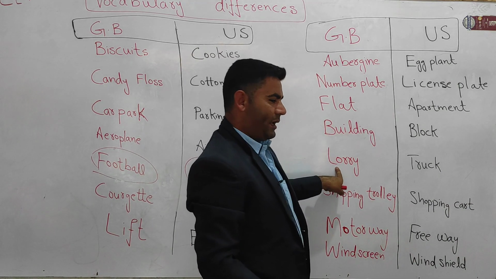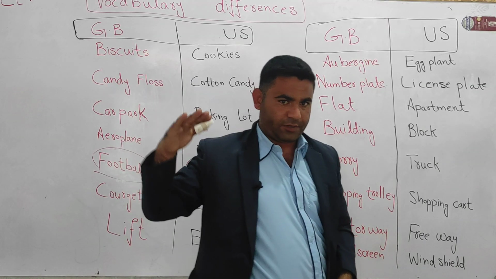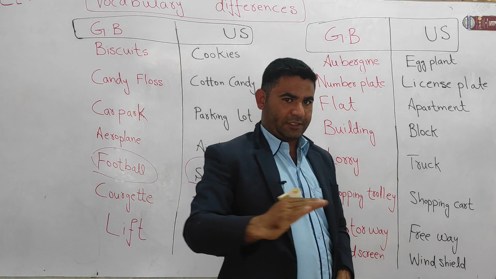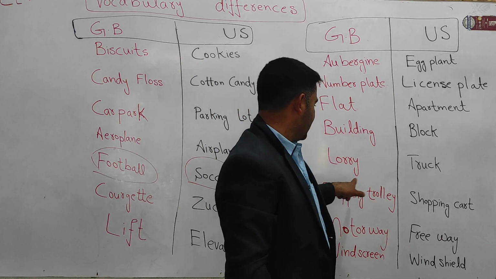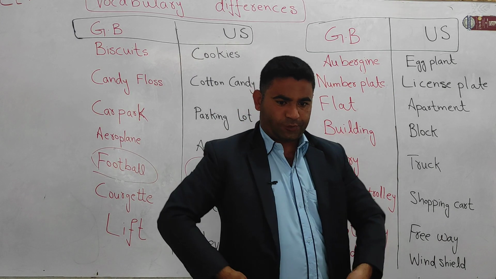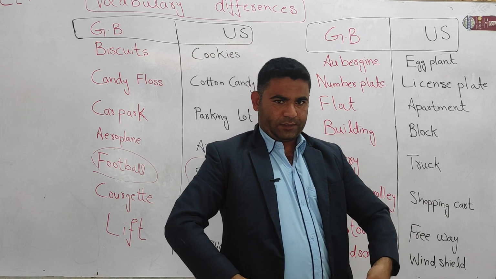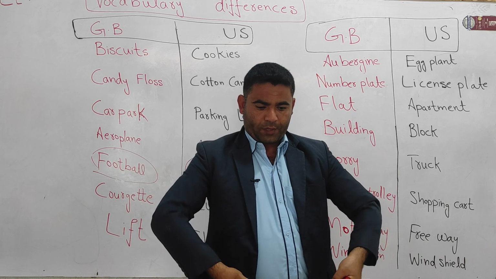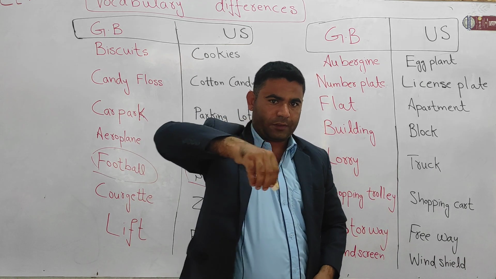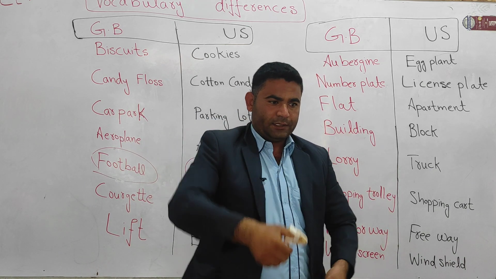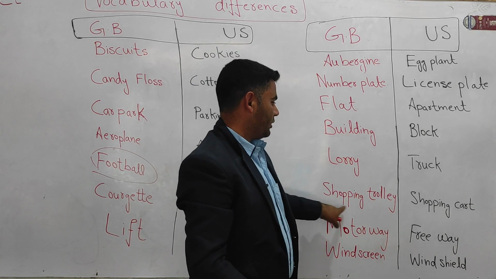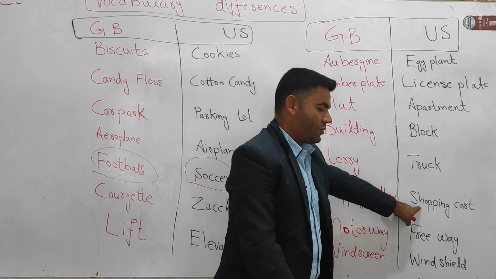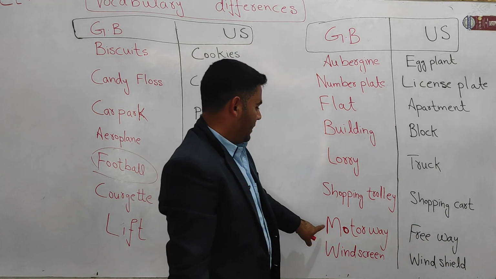And then lorry, truck, you know, truck. We use it to transport goods. Shopping trolley, that we use in a shopping mart or shopping mall. We use a shopping trolley to put the things that we buy. In British English, it's called shopping trolley. In American English, it's called shopping cart.